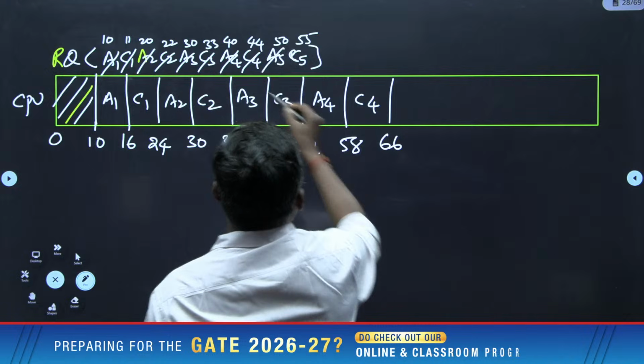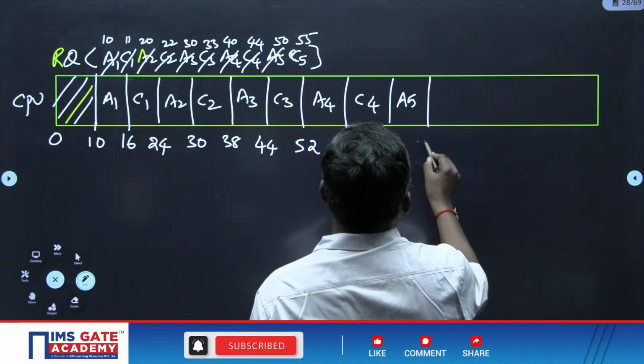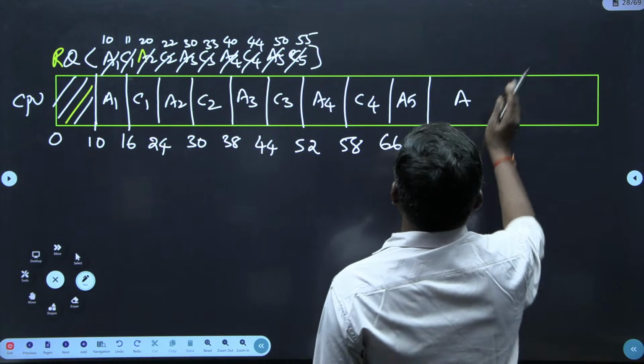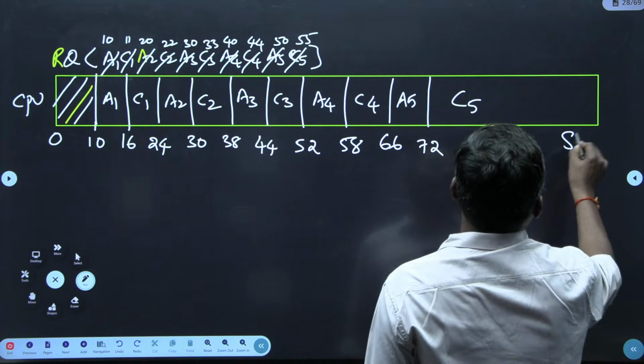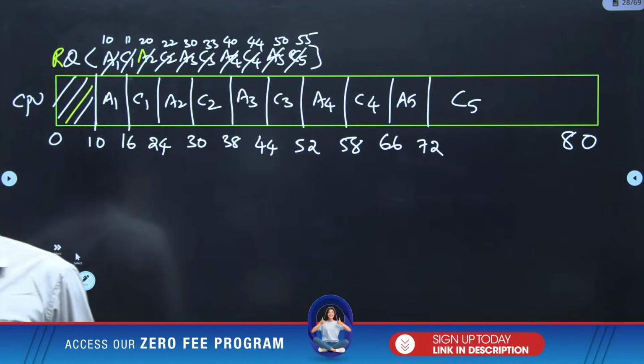C4. So A5. A5: 66 plus 6, 72, right? Then I can schedule this one, C5. So this value will be 80. If I'm not wrong, check it all of you.